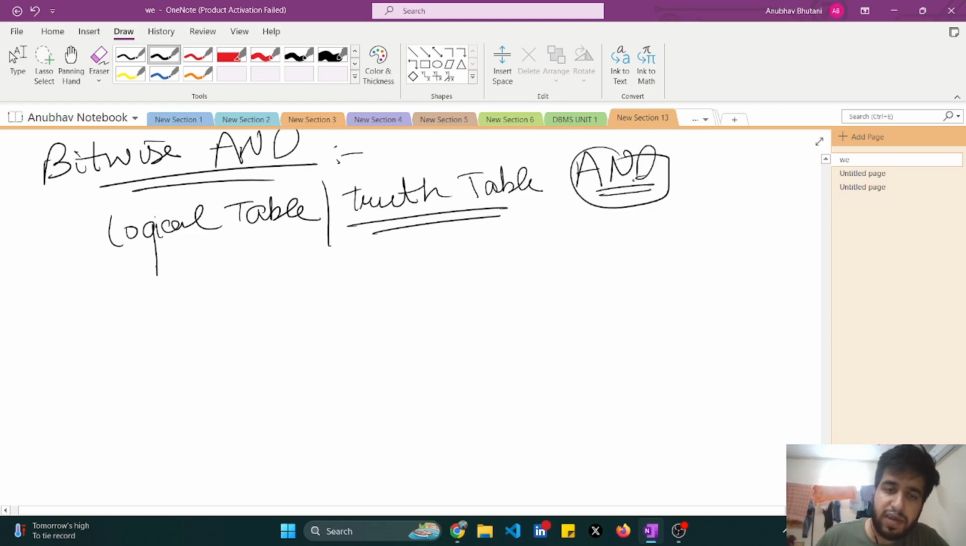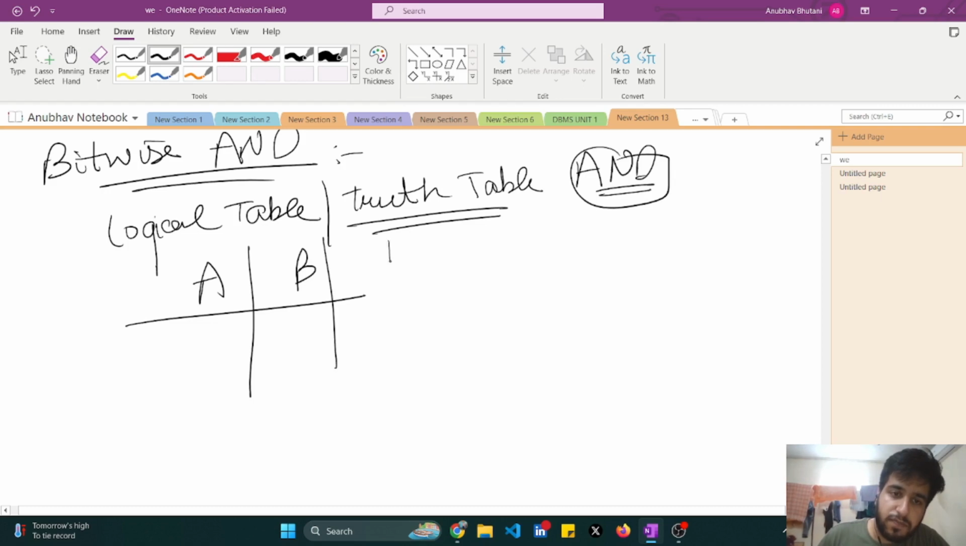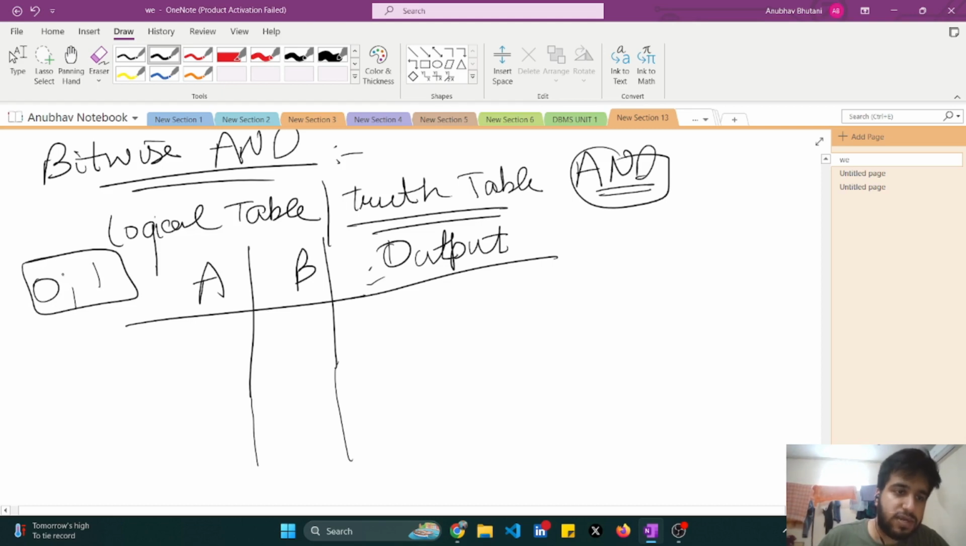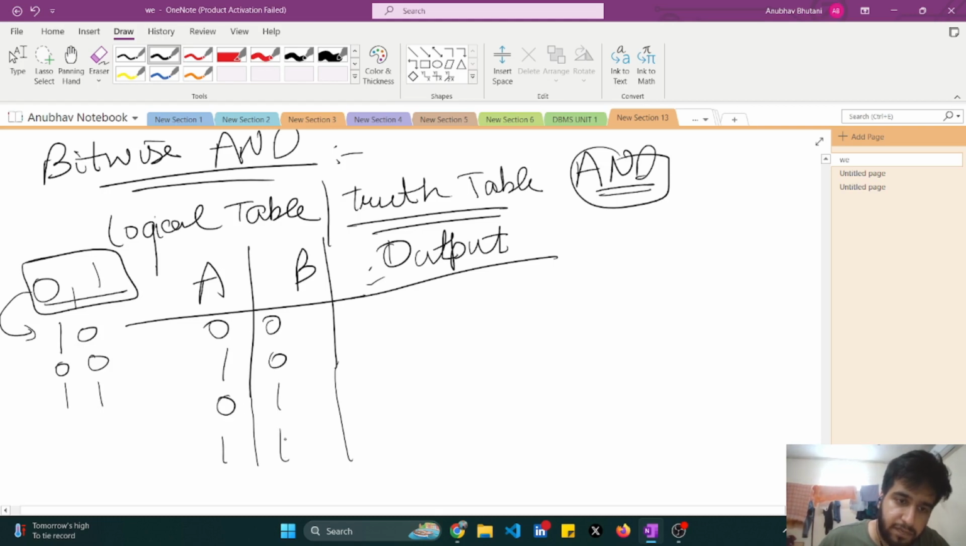How is the truth table of AND formed? Suppose we have two inputs, and this is the output. We can have only two numbers, 0 and 1. So using 0 and 1, how many combinations can be made? 0 1, 1 0, 0 0, and 1 1. So we'll write it here: 0 0, 1 0, 0 1, and 1 1. These will be the combinations.